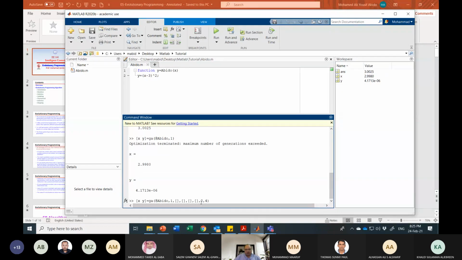Now we narrow. We are searching in a narrow range now. We limit the lower bound and the upper bound of the solution. Hopefully we can get a better solution closer to 3. And this is exactly it, the solution is equal to 3, and the function value is approximately 0. So this is the case. It's very simple, very straightforward.